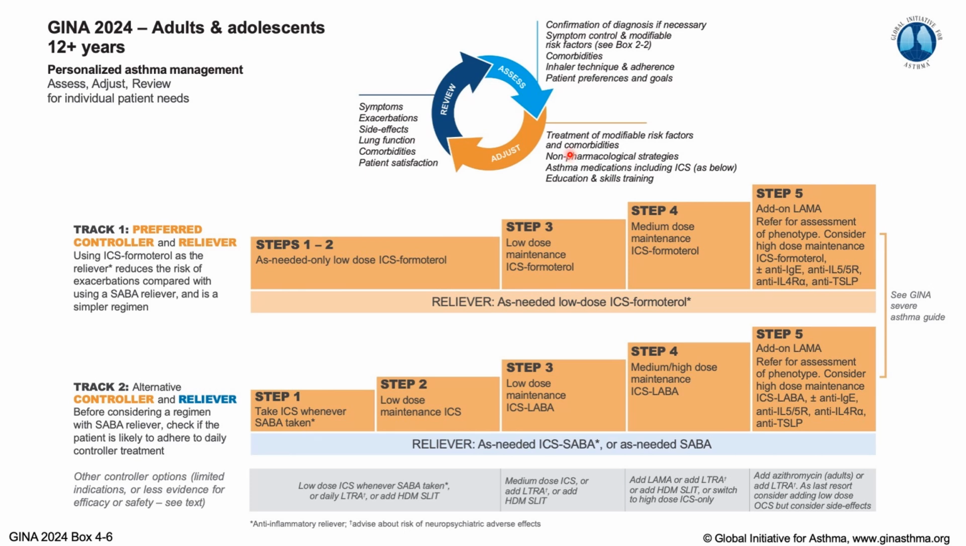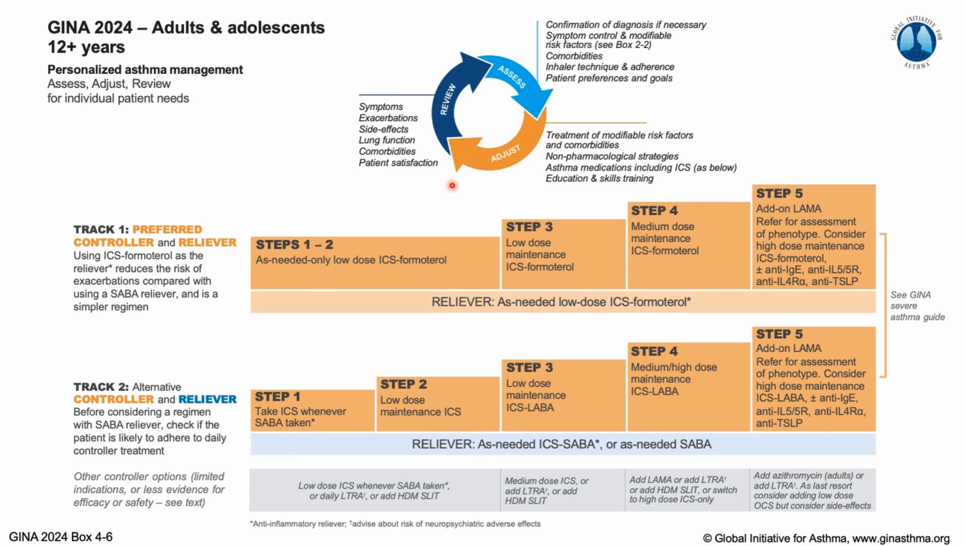So the treatment that is assessed, then adjust. So you adjust the treatment, treatment of modifiable risk factors and comorbidities. Non-pharmacological strategies you also have to dig in, and also asthma medication, that is including ICS. Each and every time, like if you are given an essay and you actually don't know what to write, you must write ICS medication, ICS, and also education and skills. So in your review, you're going to review patient symptoms, exacerbations, side effects, how the lung function has improved, comorbidities, and patient satisfaction.